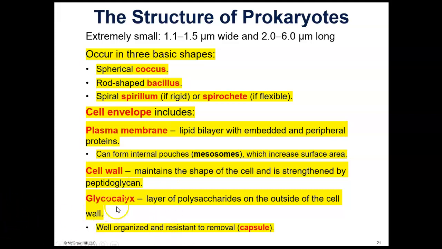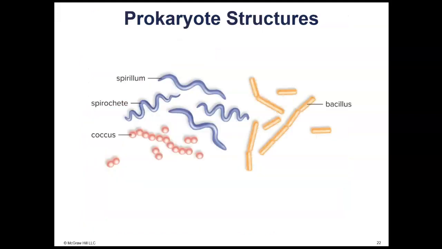And then we have the glycocalyx, which is outside the cell wall, and it can either be a capsule or kind of a slimy layer. And you can see the shapes here, the coccus, the spirochete, the spirillum, and the bacillus shapes.